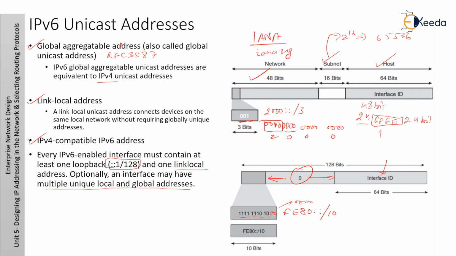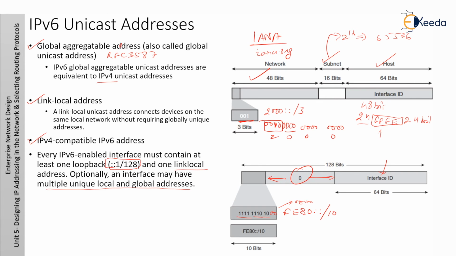Link local addresses are used in the neighbor discovery protocol and the dynamic address assignment process. Dynamic address assignment is discussed in more detail in different places, like the RFCs. A link local unicast address connects devices on the same local network without requiring a globally unique address. Many routing protocols also use link local addresses. When communicating with a link local address, the outgoing interface must be specified because every interface is connected to this.